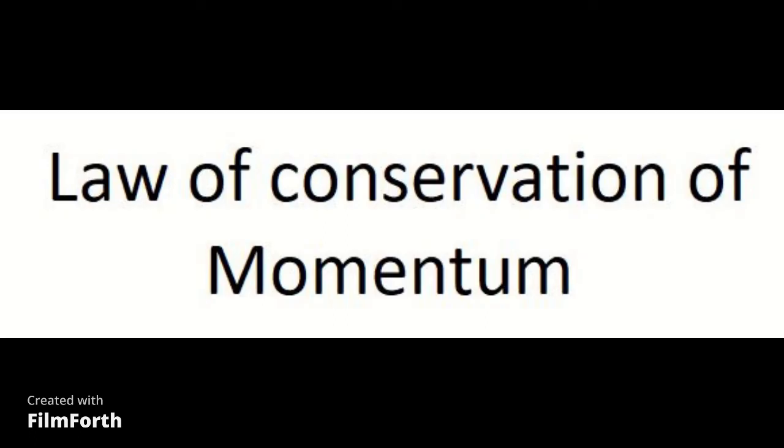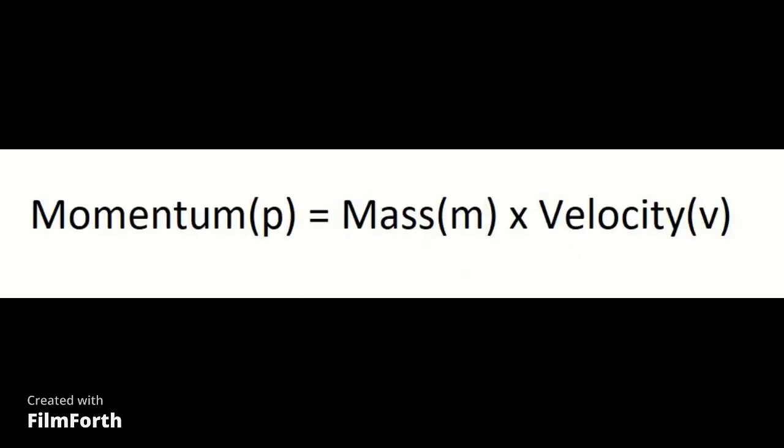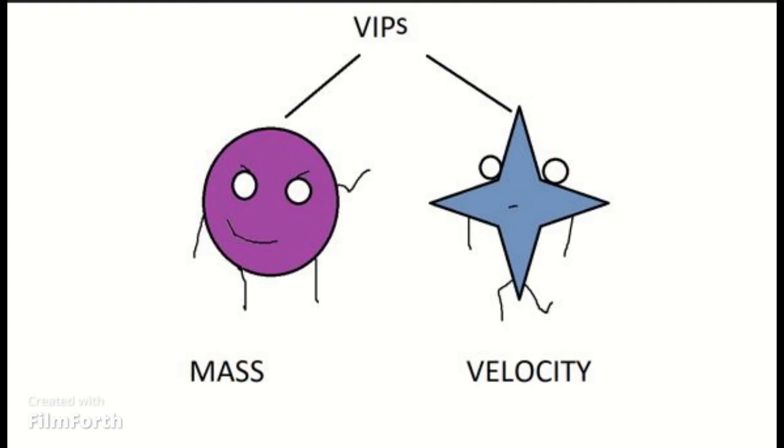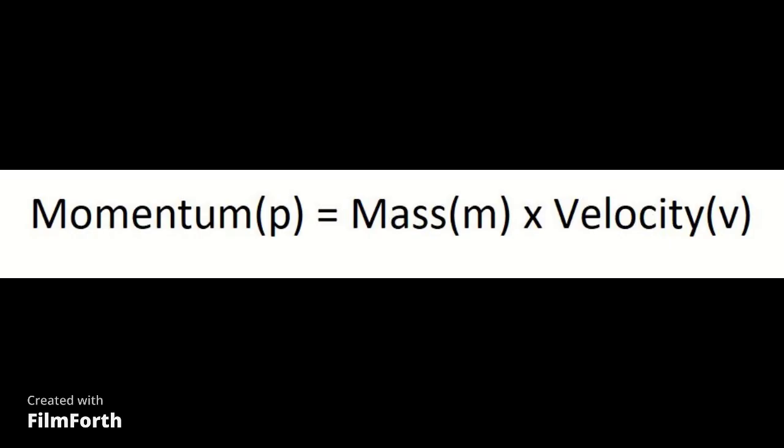Now, good old Newton's second law is also called the law of conservation of momentum. Professor, what is momentum? Momentum is basically the mass of an object times its velocity. Two important factors in the motion of any object. Momentum is denoted by the letter P. The formula is mass times velocity.